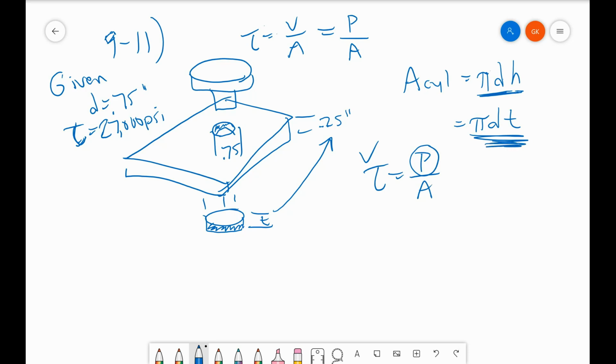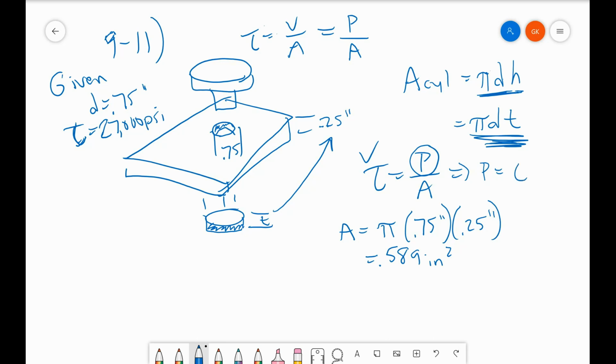Let's use this equation that I gave you earlier. So area is going to be equal to pi times the diameter, which is 0.75 inches, times the height, which is 0.25 inches. And from that, we get the area is equal to 0.589 inches squared. And then we can plug that into our equation. Now we want to find the load, so we need to make sure we solve for that first. So we multiply both sides by area, and what we get is the load is equal to our shear stress times our area.